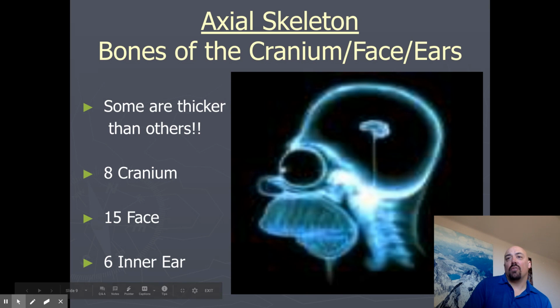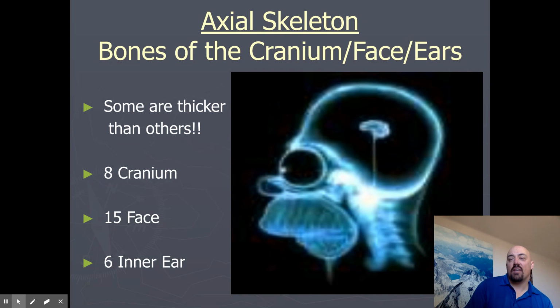So when we talk about the axial skeleton, we're not going to learn the names of the cranium, the face, and the ears right now, but just know that of our skull, there are 8 bones of our cranium. There are 15 bones of our face called facial bones. Almost all of these are fixed, meaning they don't move. There's only one that moves, and that's our mandible, our jawbone. But all the other ones are fixed and they don't move.